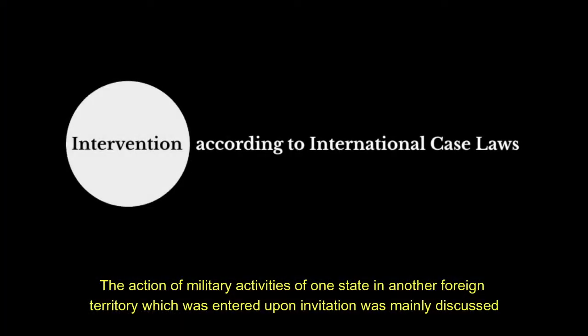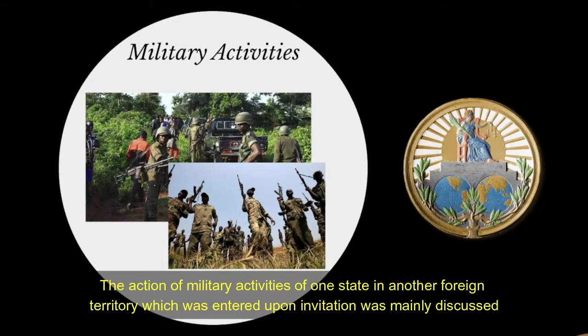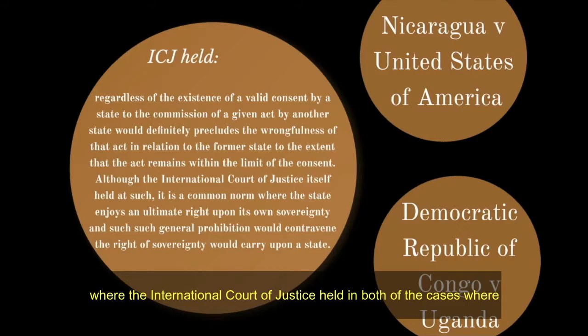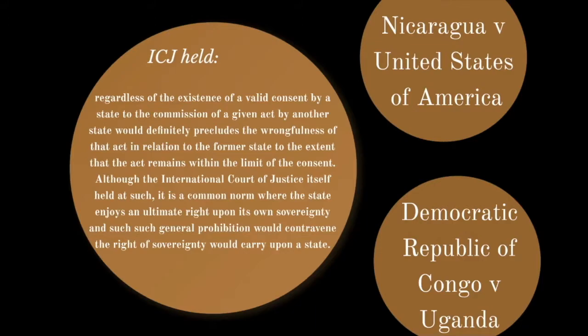Military activities of one state in another foreign territory, which was entered upon invitation, were mainly discussed in the case of Nicaragua versus United States of America, as well as in the case of Democratic Republic of Congo versus Uganda, where the International Court of Justice held in both cases that the existence of a valid consent by a state to the commission of a given act by another state would preclude the wrongfulness of that act in relation to the former state, to the extent that the act remains within the limit of the consent.